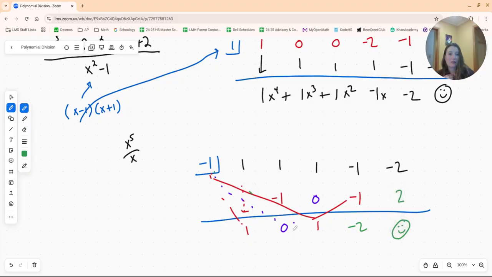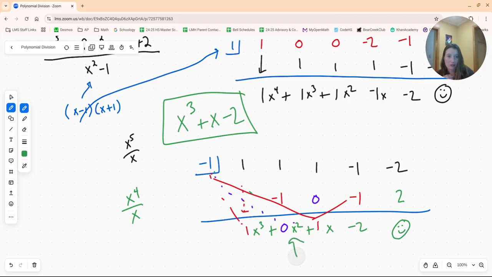0, smiley face. This was an x to the fourth polynomial dividing out 1x, which means my first term here will be x cubed. So in the end, my final answer here is going to be x cubed plus x minus 2. So I had 0x squared. I just divided out one root, then I divide out the next one.